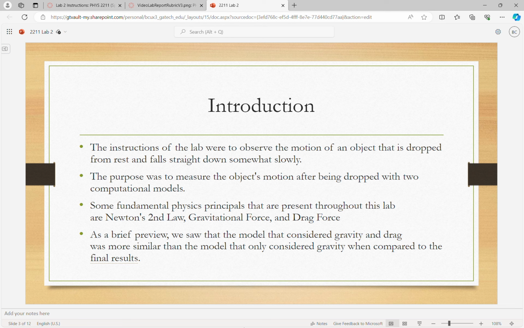The instructions of the lab were to observe the motion of an object that is dropped from rest and falls straight down somewhat slowly. The purpose was to measure the object's motion after being dropped with two computational models. Some fundamental physics principles that are present throughout this lab are Newton's second law, gravitational force, and drag force. As a brief preview, we saw that the model that considered gravity and drag was more similar than the model that only considered gravity when compared to the final results.